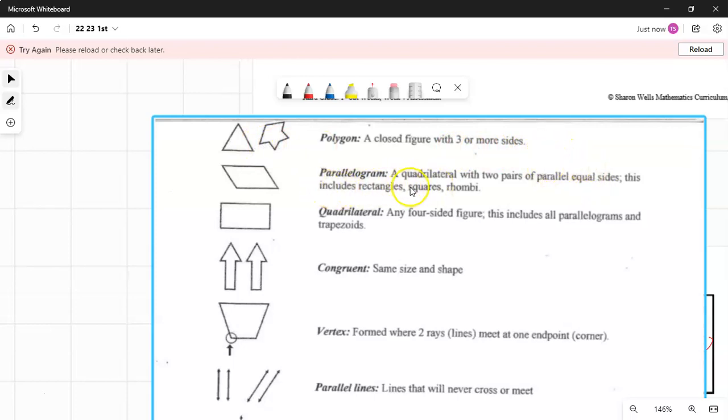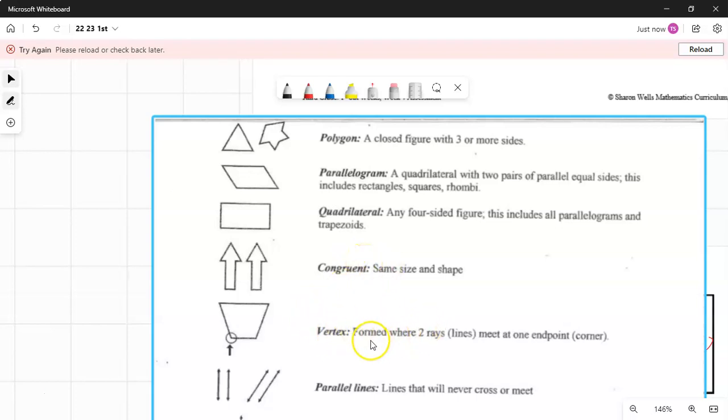We have parallelogram, which is a type of quadrilateral. Parallelograms have opposite sides parallel to each other. That means if you extend them out, they won't touch. A quadrilateral is pretty much any 4-sided polygon. So these are actually parallelograms, and if we count the sides, that tells us what type of parallelogram it is. Congruent means same size, same shape. You can see both these shapes are the same size.